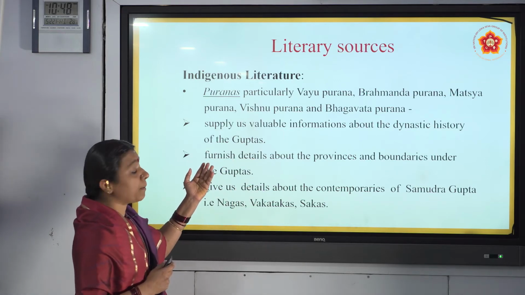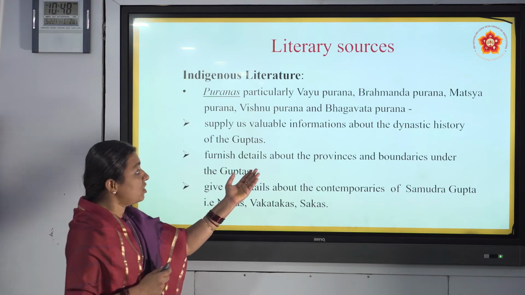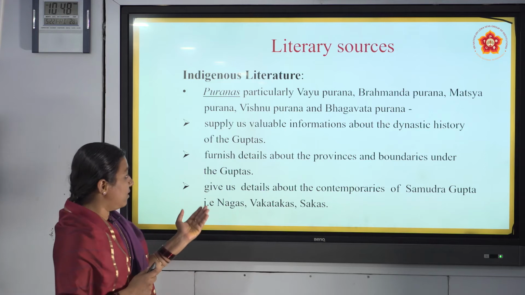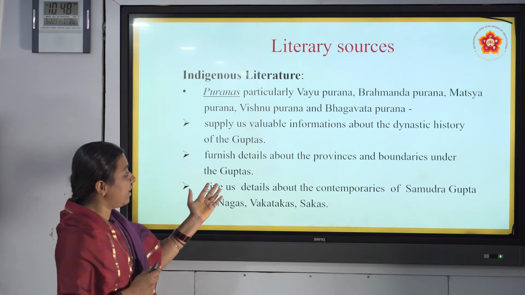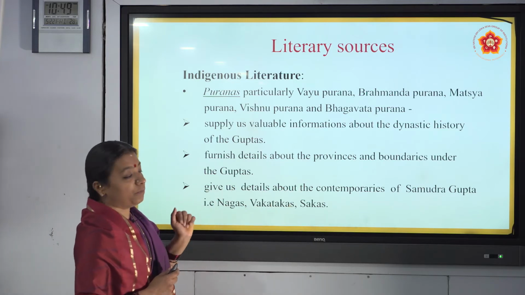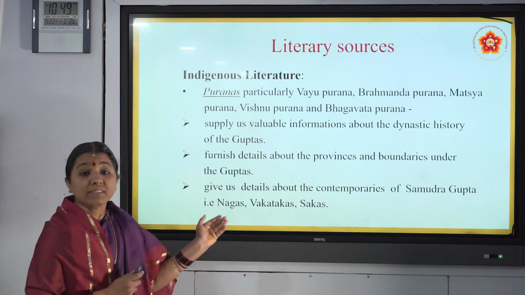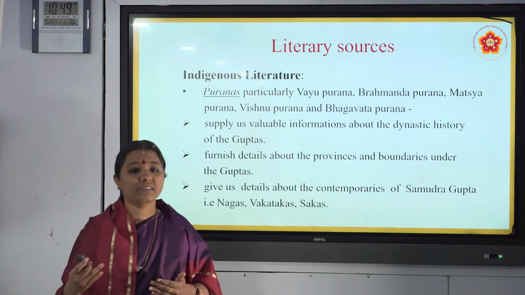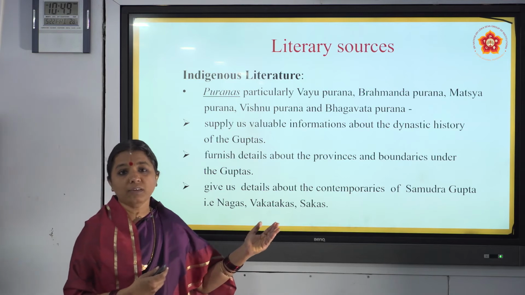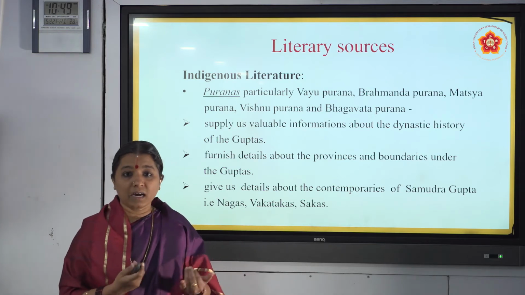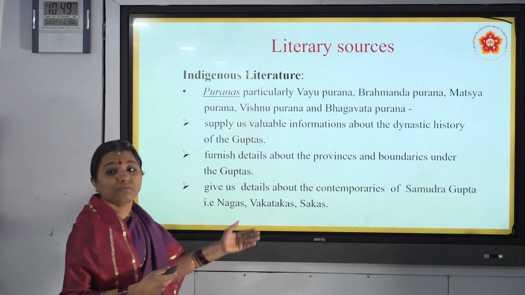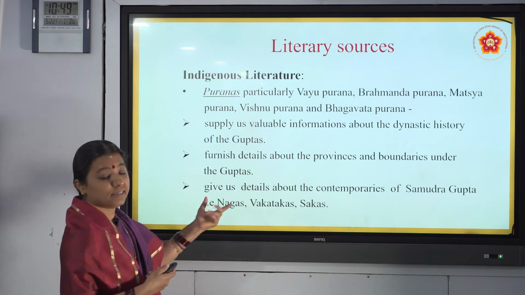First, it supplies us with valuable information about the dynastic history of the Guptas. Then it furnishes details about the provinces and boundaries under the Guptas. Next, it gives details about the contemporaries of Samudragupta, those who lived during that period. We have come to know about them: Nagas, Vakatakas and Sakas. So from the Puranas we knew so many details.